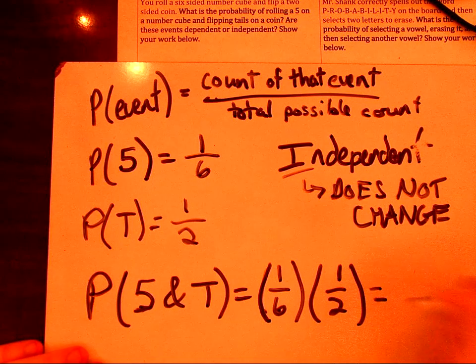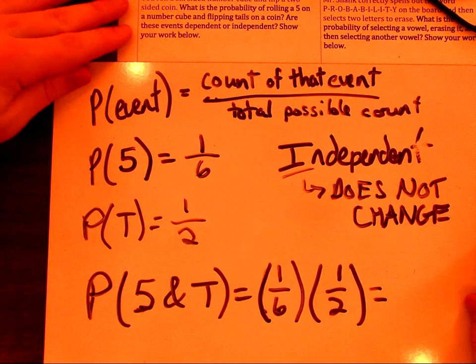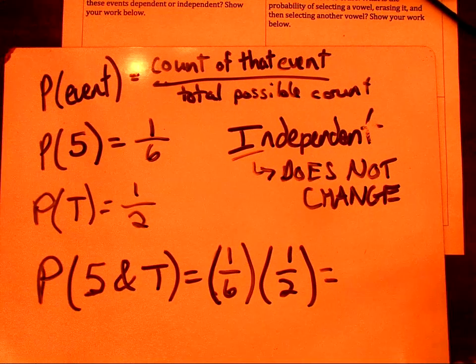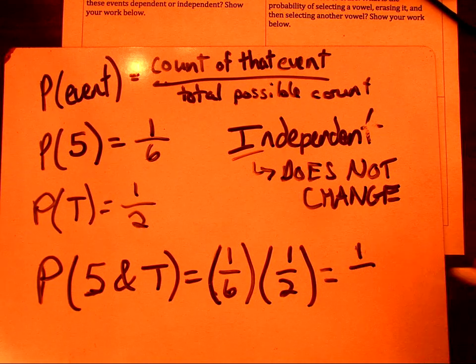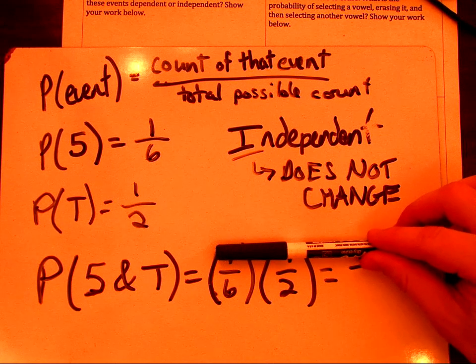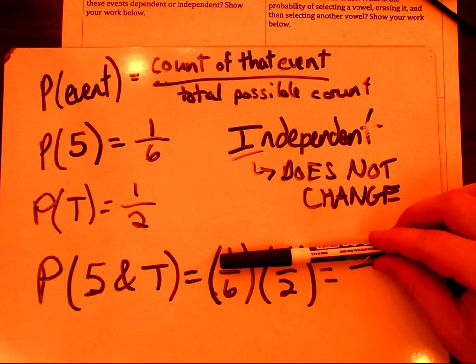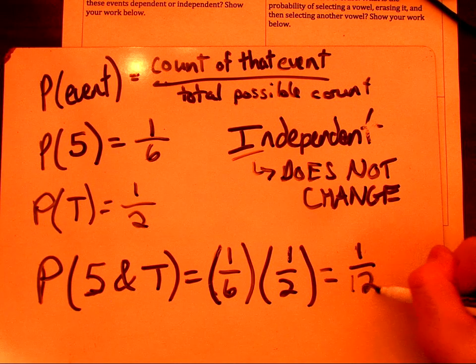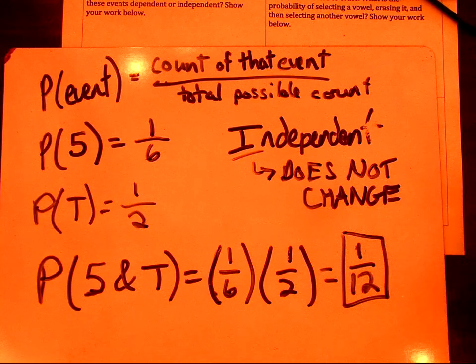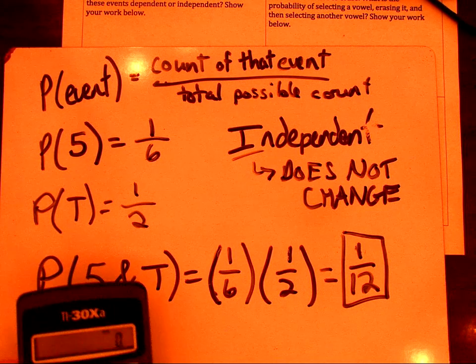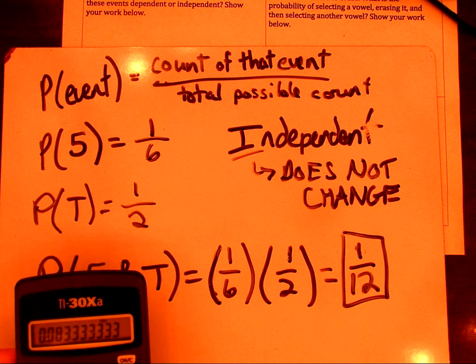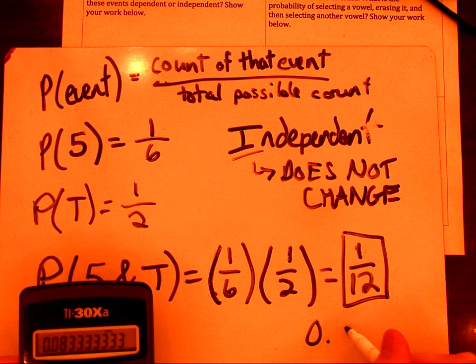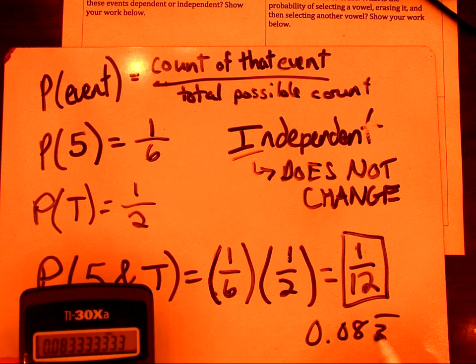You can change them to a decimal if you'd like, or you can just multiply carefully. So for instance, 1 times 1 is 1. 6 times 2 is 12. And so you know you are good. Again, try to write that decimal for yourself as well. We have 1 divided by 12. Well, it's going to be 0.083 repeating, which is about 8%.